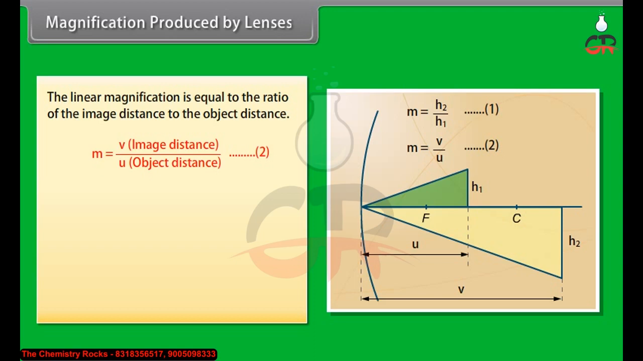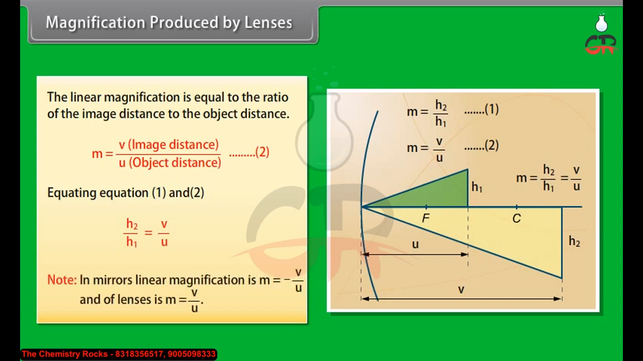Equating equation 1 and 2, h2 upon h1 is equal to v upon u. Note, in mirrors, linear magnification is M is equal to minus v upon u, and for lenses it is M is equal to v upon u.